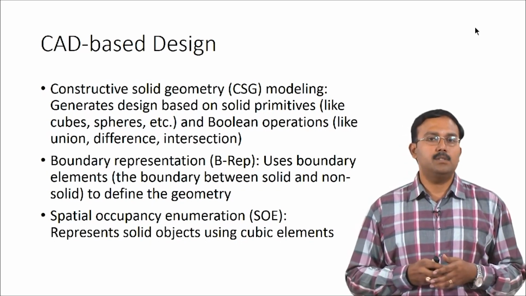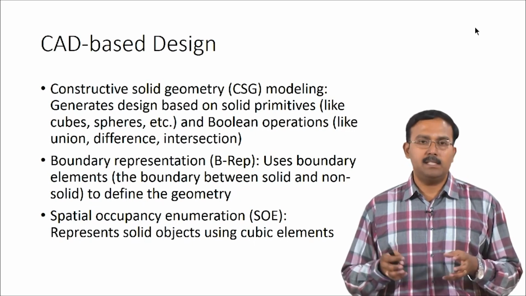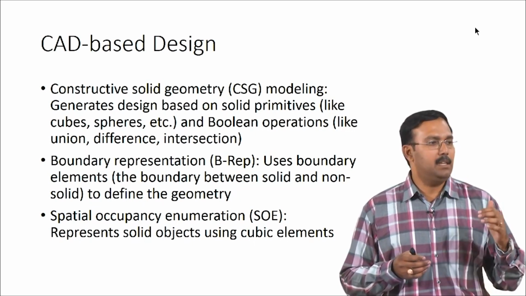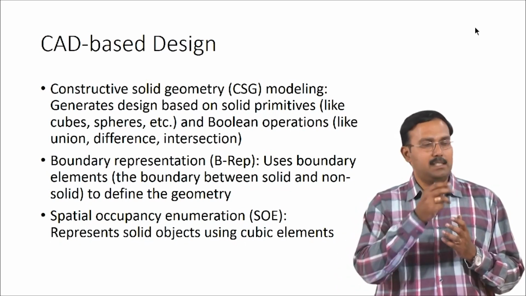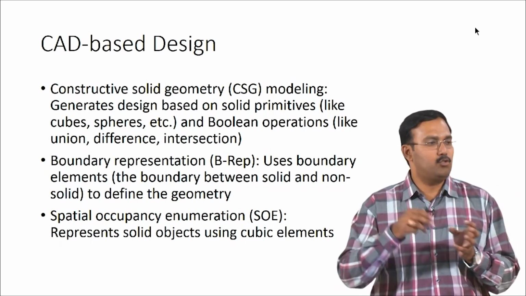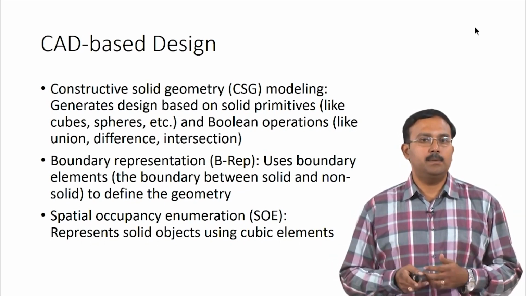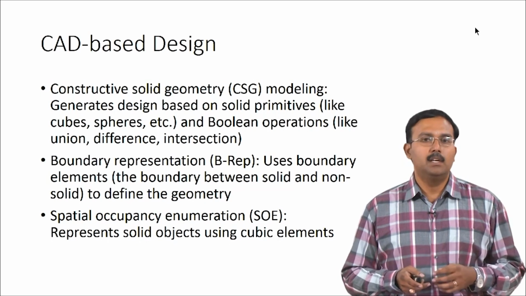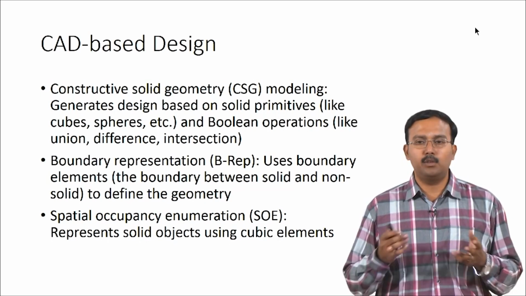Another strategy which is used is boundary representation. So, here the boundary elements are used, so it is basically the line between the solid and the non-solid is taken as the boundary, and this is used to define the geometry. And spatial occupancy enumeration is another strategy which is used. So, this basically represents solid objects into cubic elements.